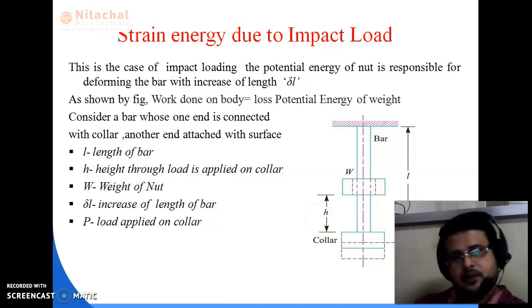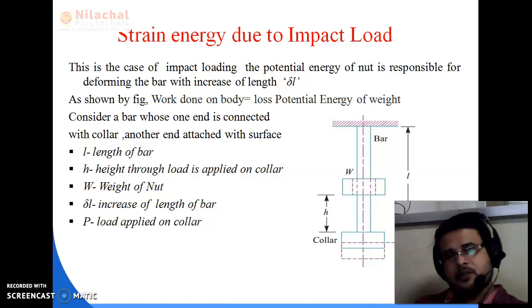In the next video, I am going to explain the stresses produced during impact load.